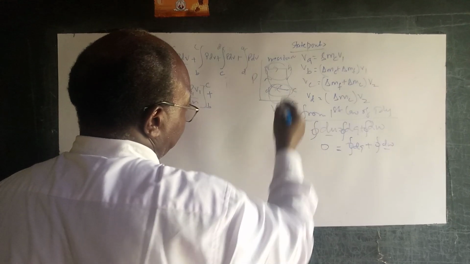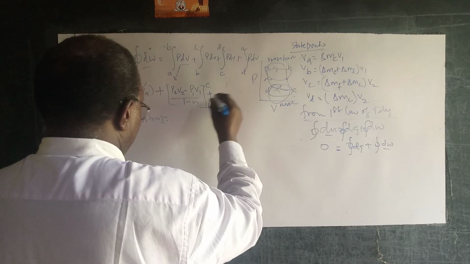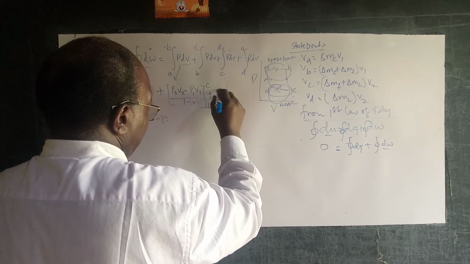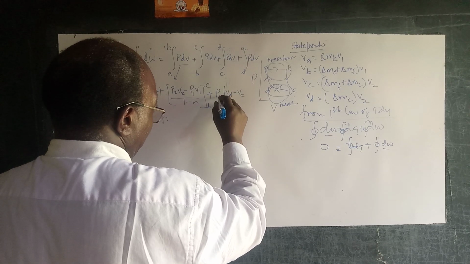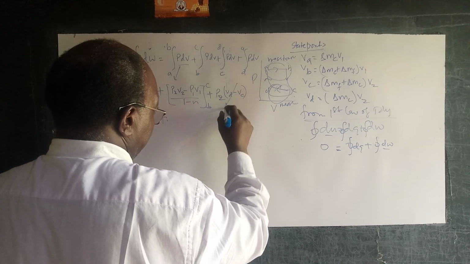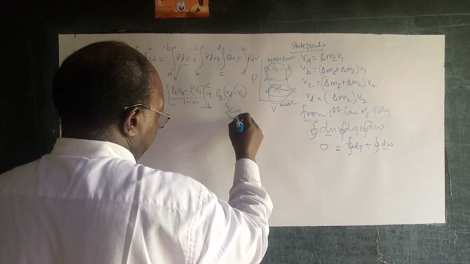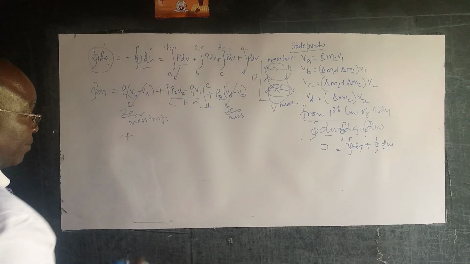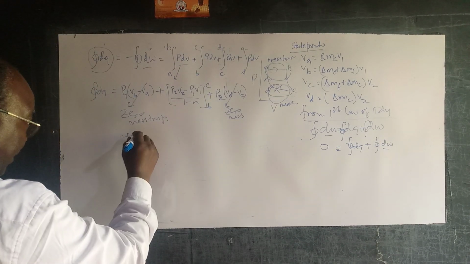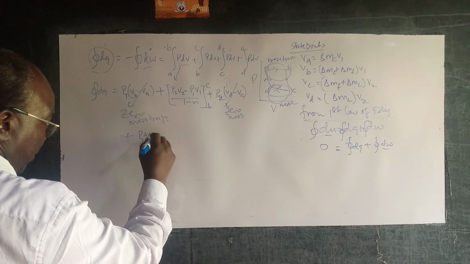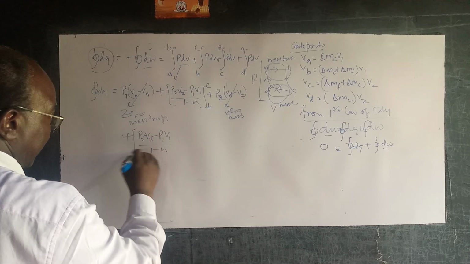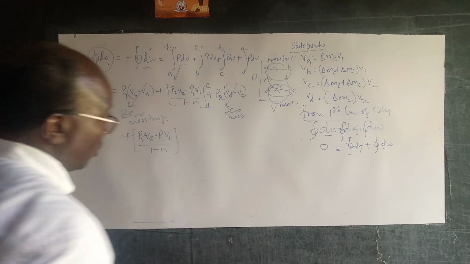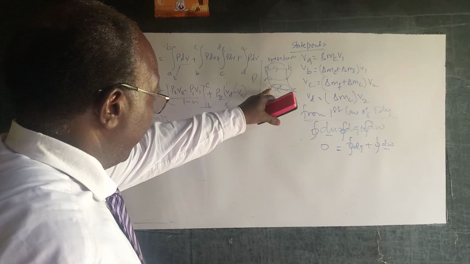Again, for C to D will involve mass transfer. That is P2 into VD minus VC. Again, that will be 0 because of mass transfer, plus P2 V2 minus P1 V1 over 1 minus n, from A.